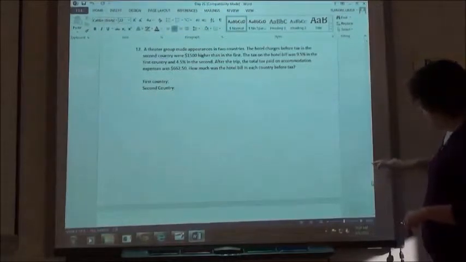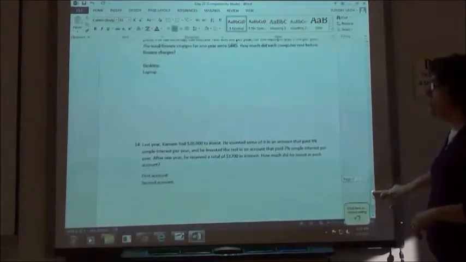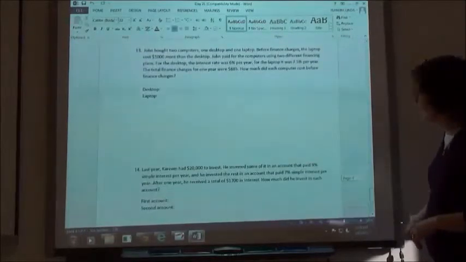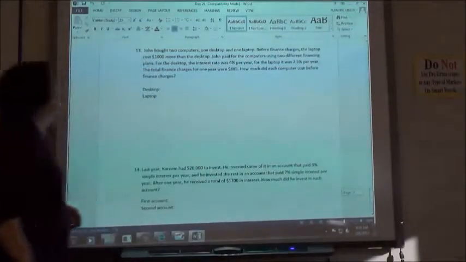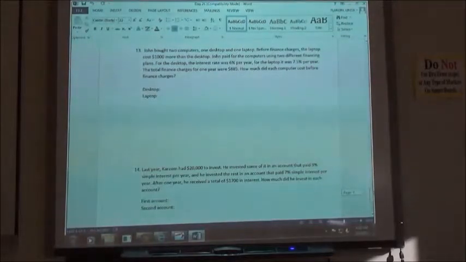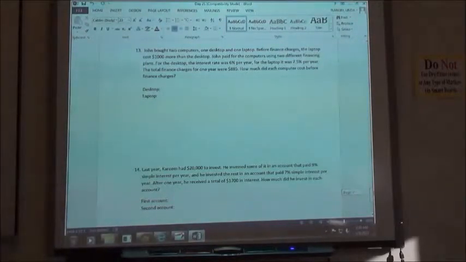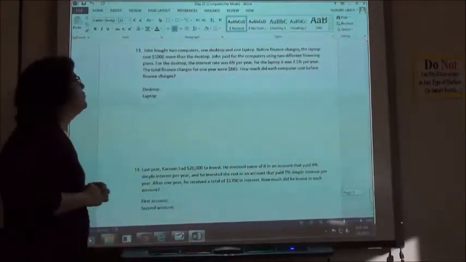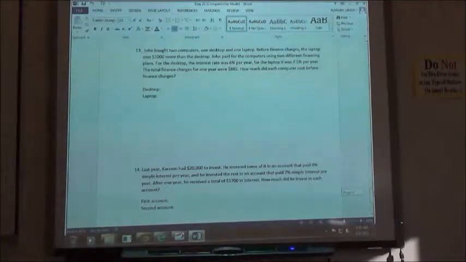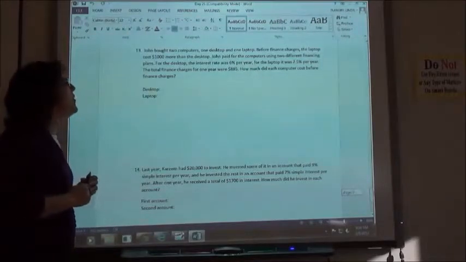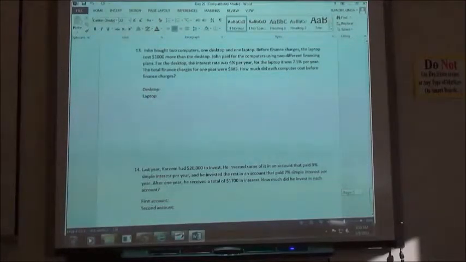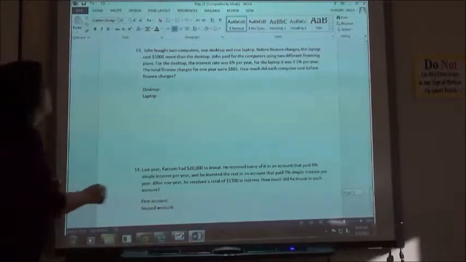All right, one more of those. Oh, no, two more of those, evidently. John bought 2 computers, 1 desktop and 1 laptop. Before finance charges, the laptop cost $1,000 more than the desktop. John paid for the computers using 2 different financing plans. For the desktop, the interest rate was 6% per year. For the laptop, it was 7.5% per year. The total finance charges for 1 year were $885. How much did each computer cost before finance charges?